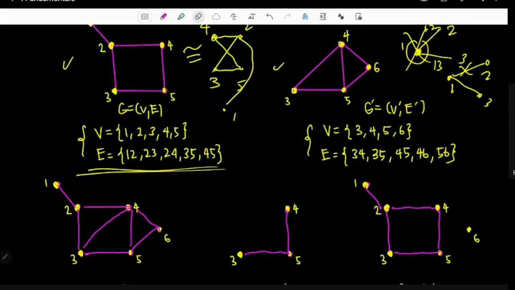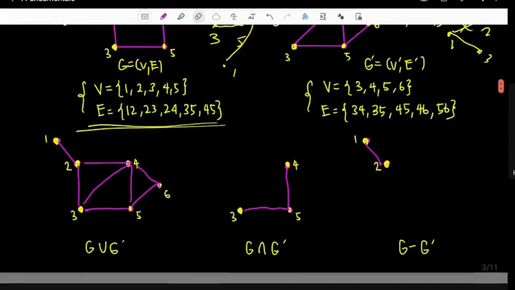So of course, we need to remove 3, right? We need to remove 4 and 5 because all of them belong to G prime. We also need to remove this edge because 4 is no longer on the difference kasi ini-remove na natin yung vertex 4. Also, 6 is not in G in the first place, so wala din siya sa G minus G prime. So ano lang natira? Ang natira na lang are the vertices 1, 2, and the edge connecting them. So that's your G minus G prime. Question.